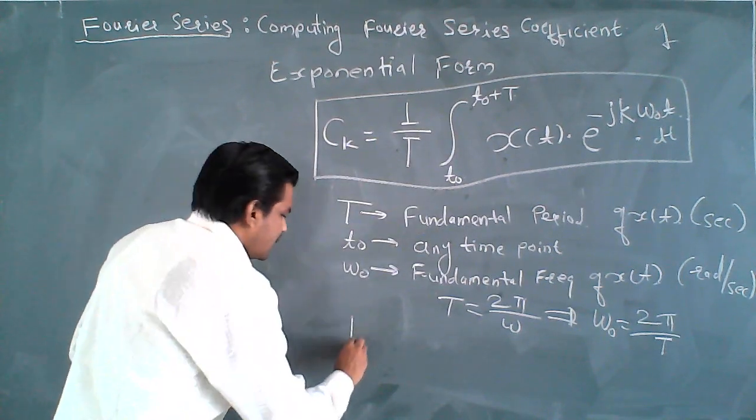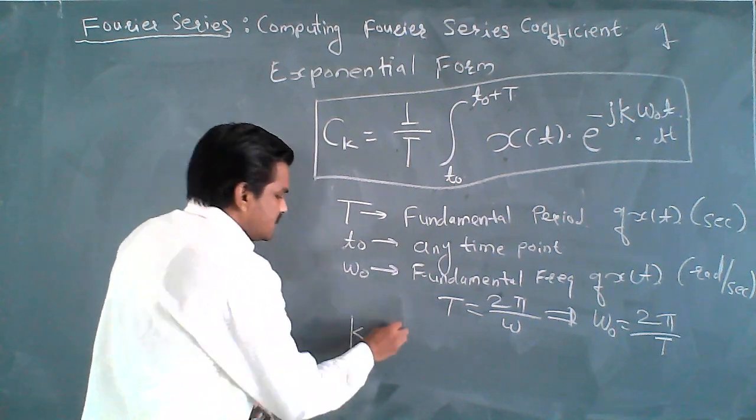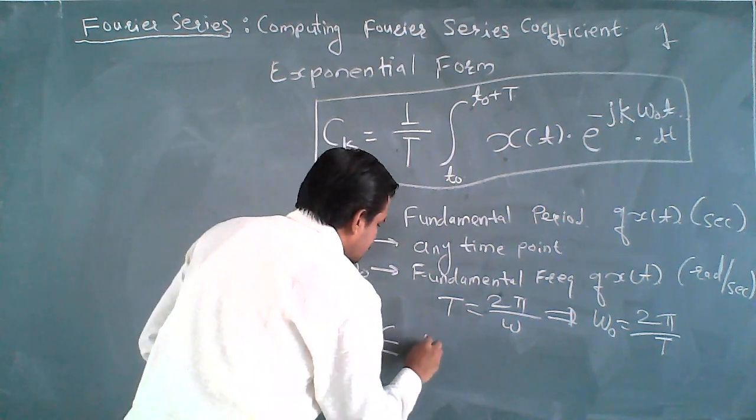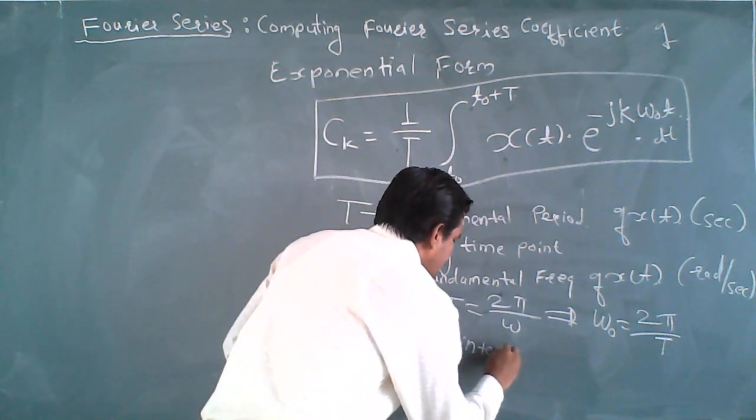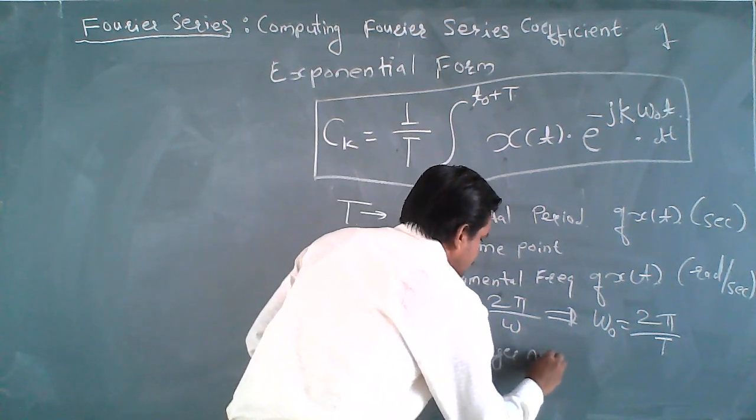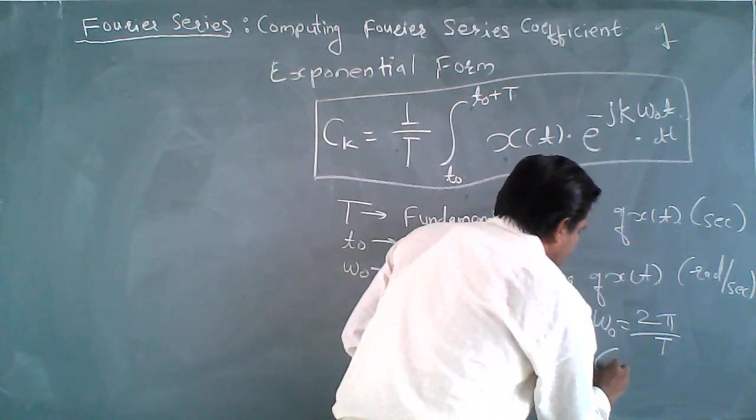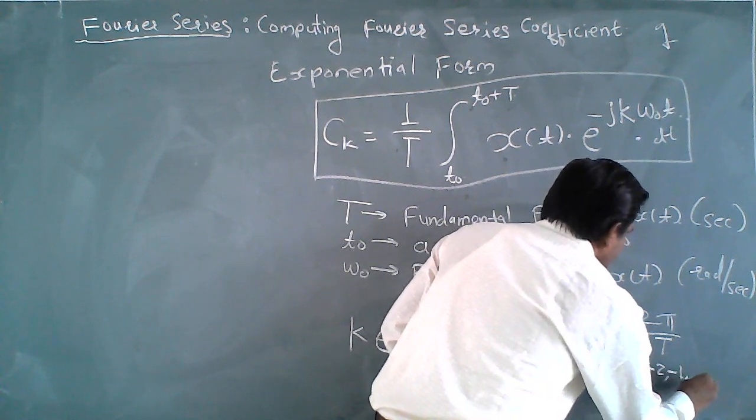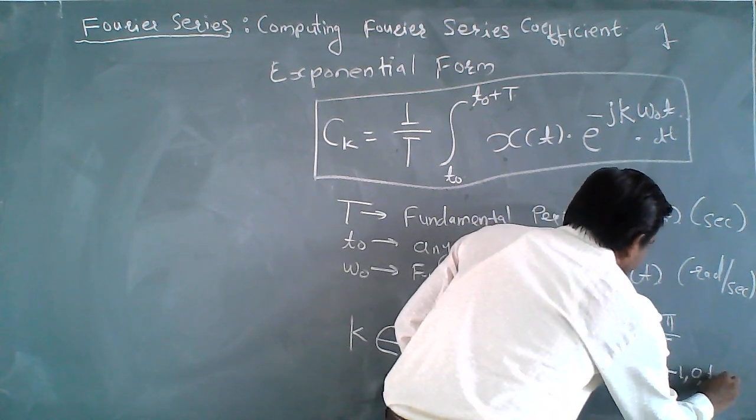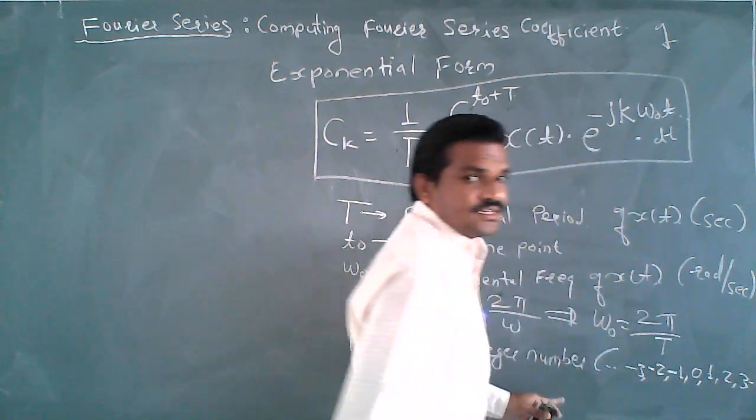Now what is the remaining term? The remaining term is k. So what is k? k belongs to the integers, any integer number. It can be from minus 3, minus 2, minus 1, 0, plus 1, plus 2, plus 3, and so on.